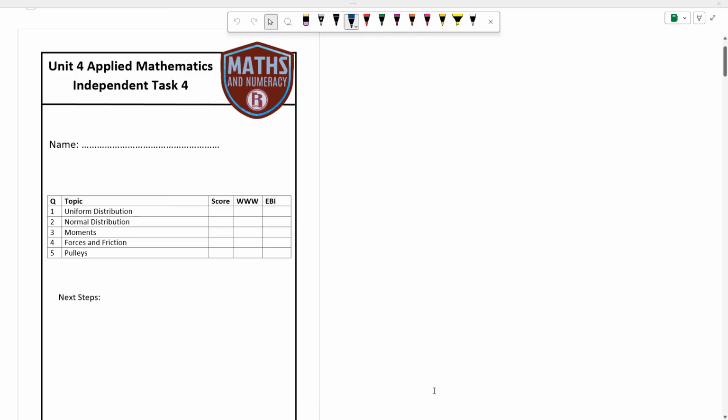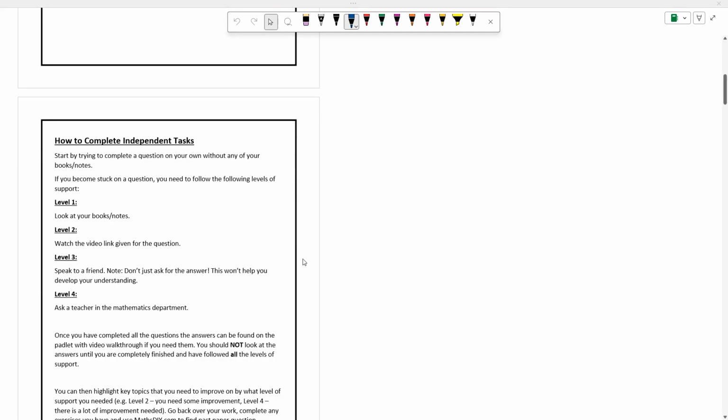Hi guys, and in this video we're going to look at the Unit 4 Independent Task 4. So usual things, you should have had a go at the 5 questions and you should have got to a certain level of support. Just a quick reminder again, if you're not needing any level of support, that's really good. It means you just need to keep it ticking over in the background, looking at it every now and again. If you get into level 1 or level 2 of support, then you need to make sure that you're doing a little extra work on this, recap it, do a couple of exam questions, and that's it.